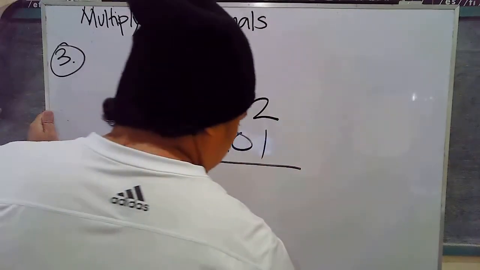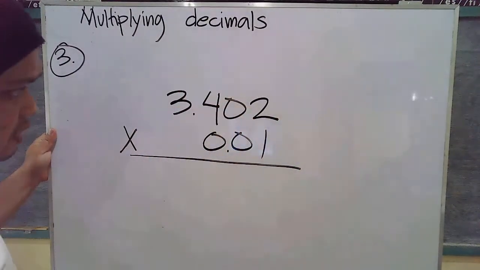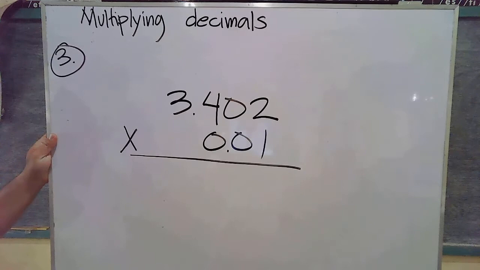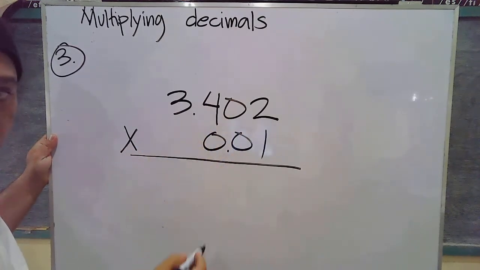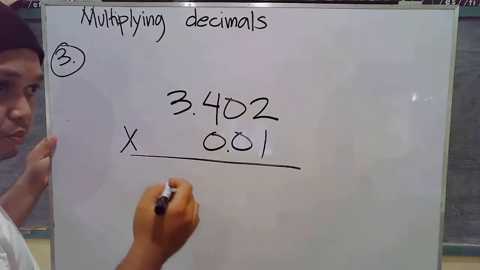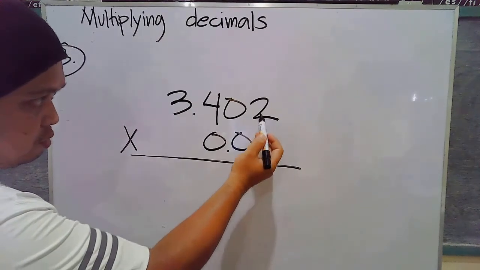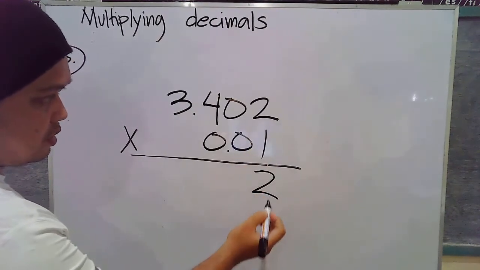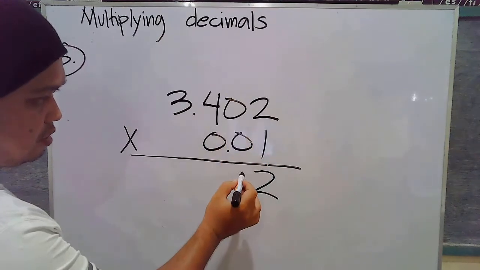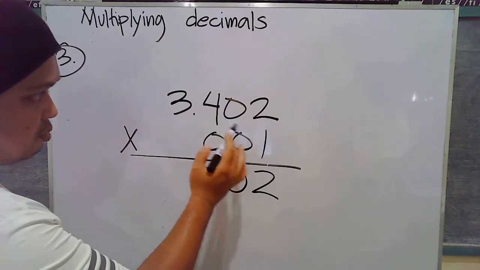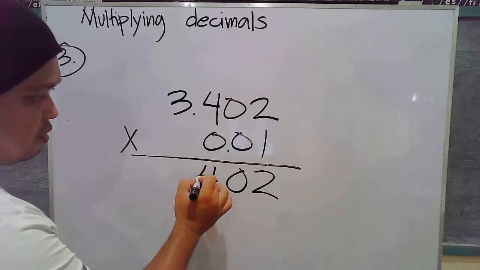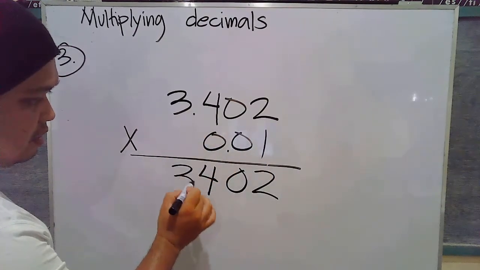Okay, so this will be the result of our arrangement. We're gonna multiply them one by one. Let's start. We're gonna multiply them just like whole numbers. So 1 times 2 will be 2. Next, 1 times 0 is 0. 1 times 4 is 4. 1 times 3 is 3.